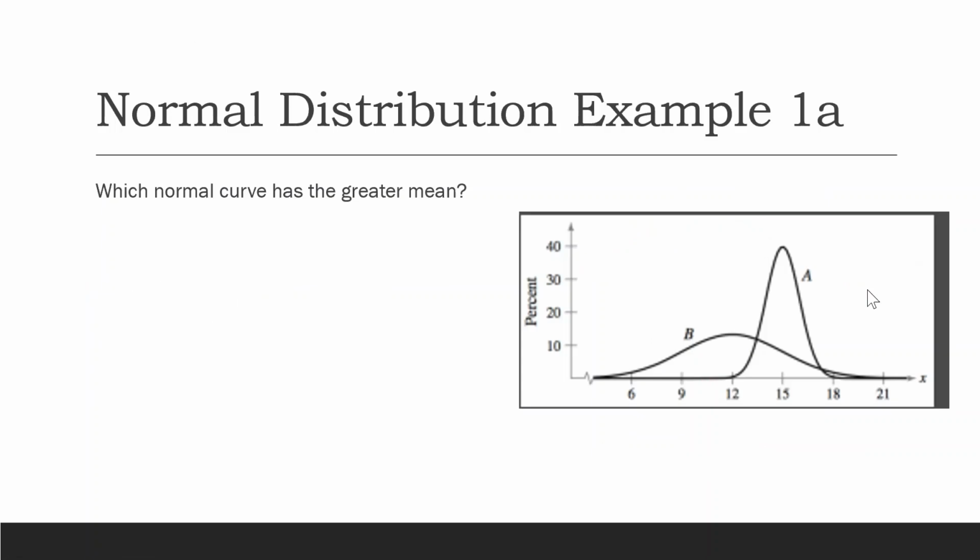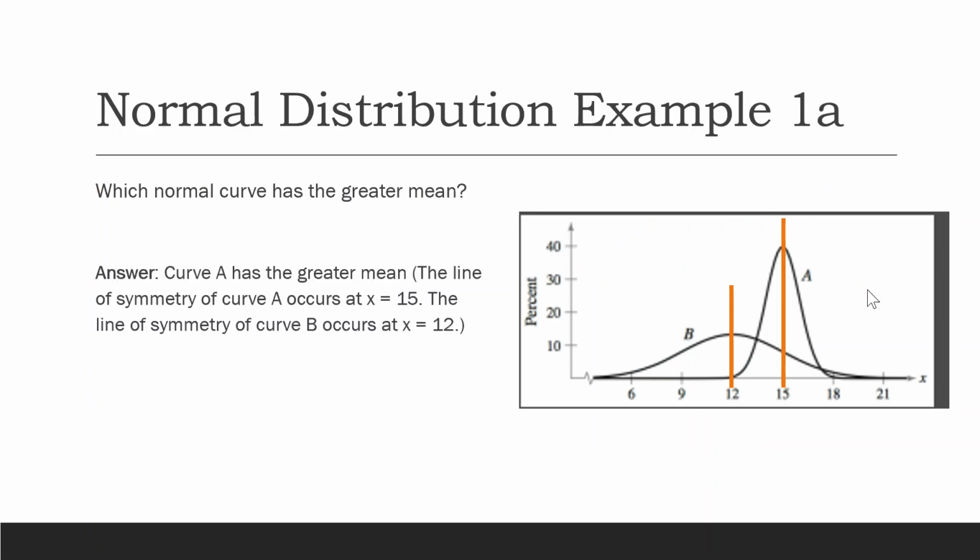Let's look at this example really quickly. It says, which normal distribution has the greater mean, right? Well, the mean is at the center. So all I need to know is where my line of symmetry hits my horizontal axis. If I look at this normal distribution here, it hits at 15, versus in graph B, it hits at 12. 15, of course, is greater than 12. So curve A has the greater mean.